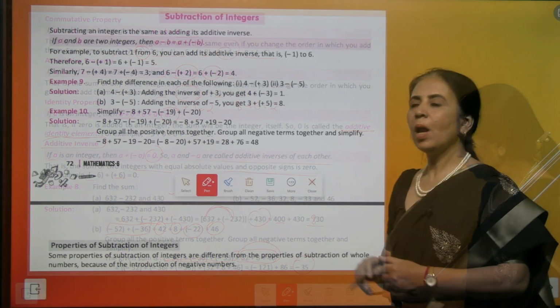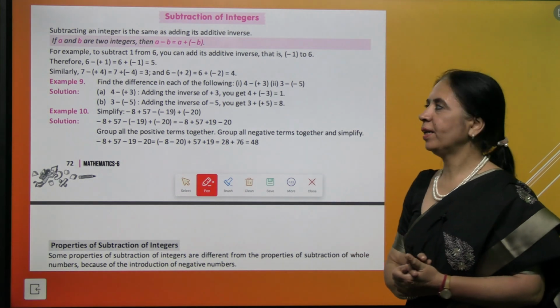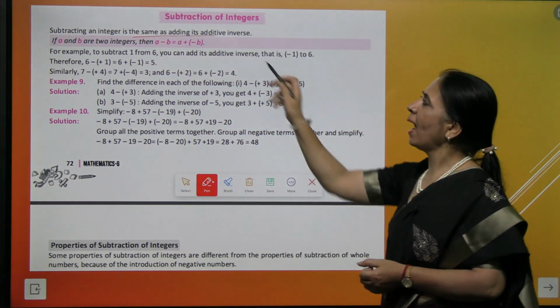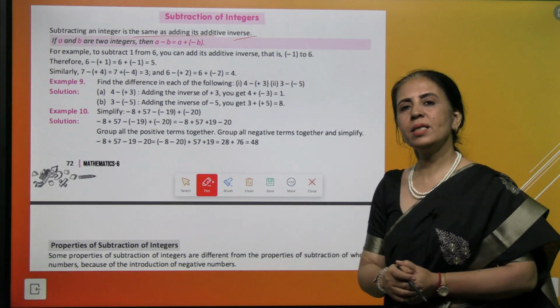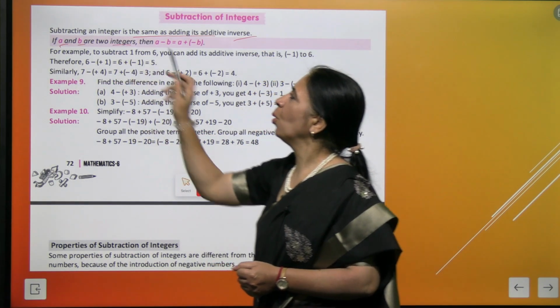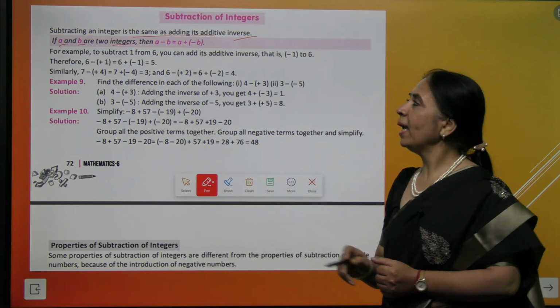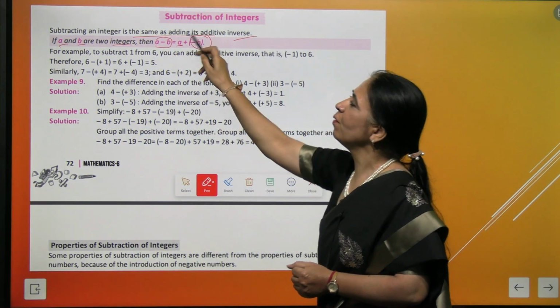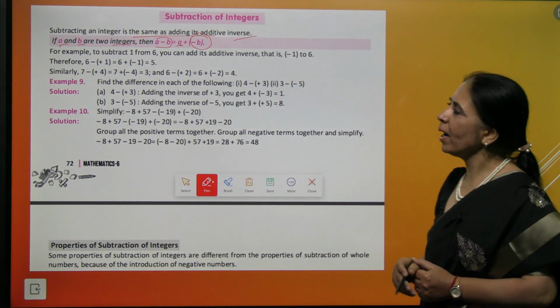Got it? Now we come to subtraction of integers. So subtracting an integer is the same as adding the integer's additive inverse. तो अगर हमारे पास a और b कोई भी दो इंटीजर है तो a minus b का मतलब होता है a plus additive inverse of b. Let's try doing it.